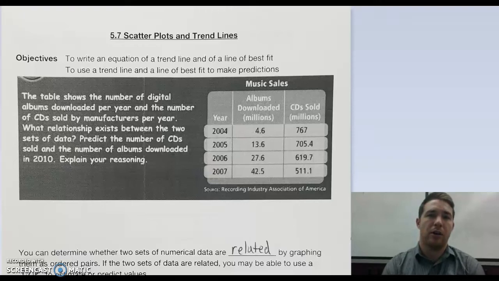So we're continuing with our stats in 5.7. We're looking at scatter plots and trend lines. We're going to look at an equation of a trend line and line of best fit, pretty closely related, and also use a trend line and line of best fit to make some predictions.